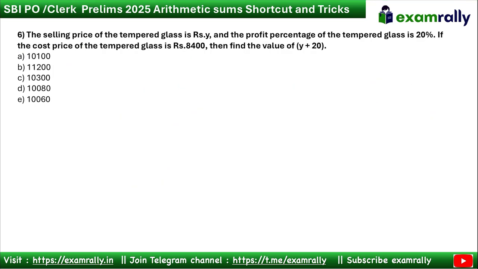Okay, next one. The selling price of the tempered glass is rupees y and the profit percentage of the tempered glass is 20%. If the cost price of the tempered glass is 8400, find the value of y plus 20. See here, they have asked to find y plus 20, where the selling price is y. We know they have given the exact value of 8400.